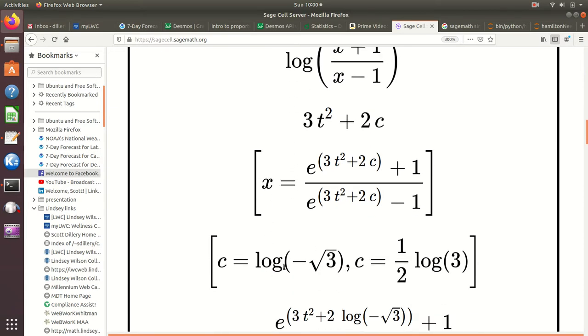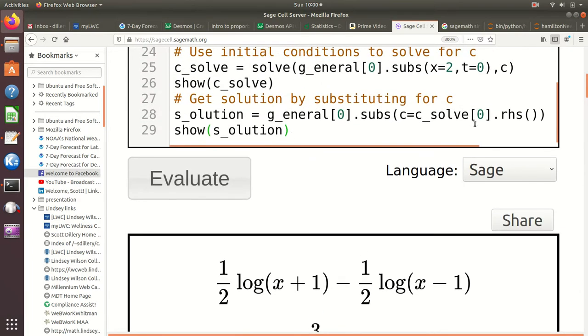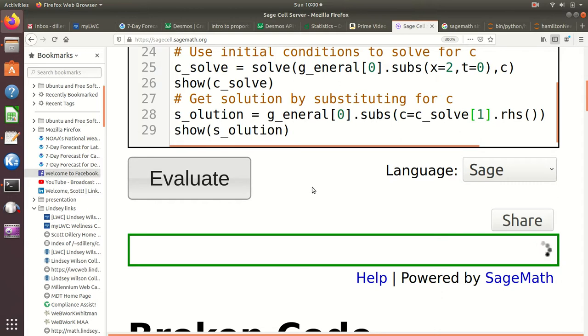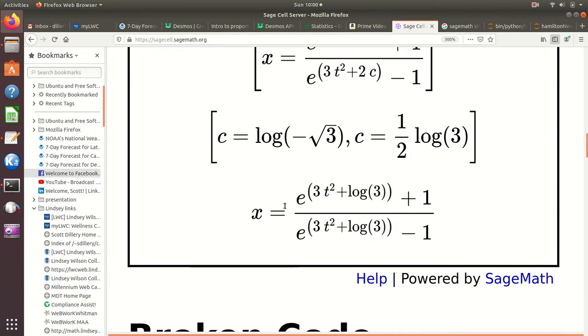Okay, the 0th item. We need then the next item, the second item, which is item number 1, because again, they start at item number 0. So if I just change that to a 1 and evaluate, I finally get my answer. And there it is.